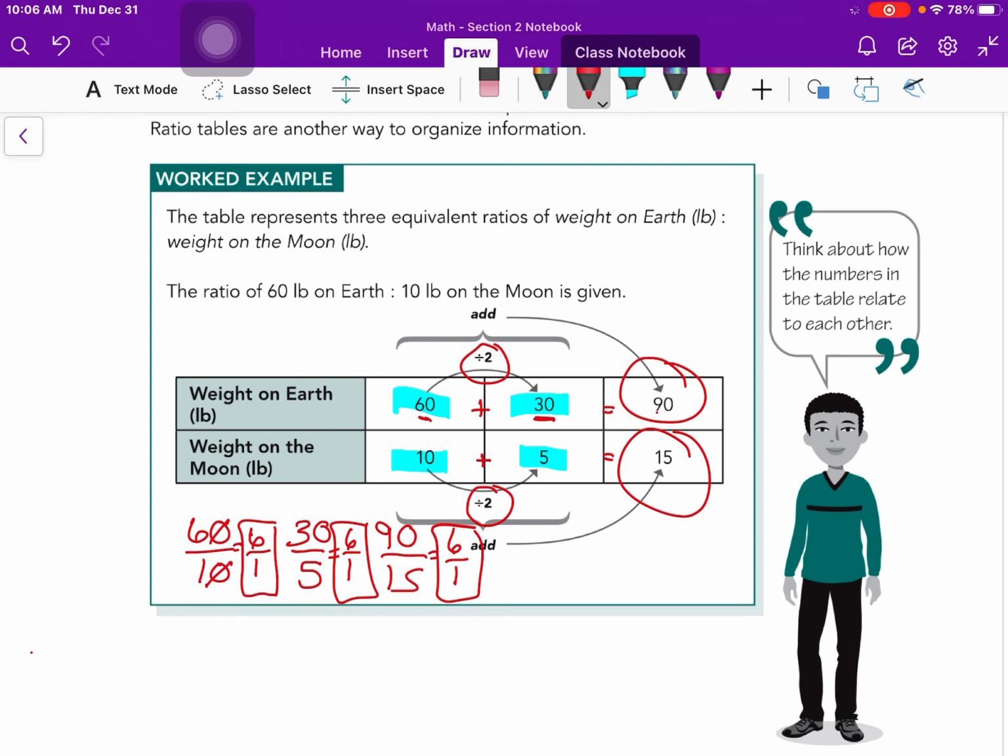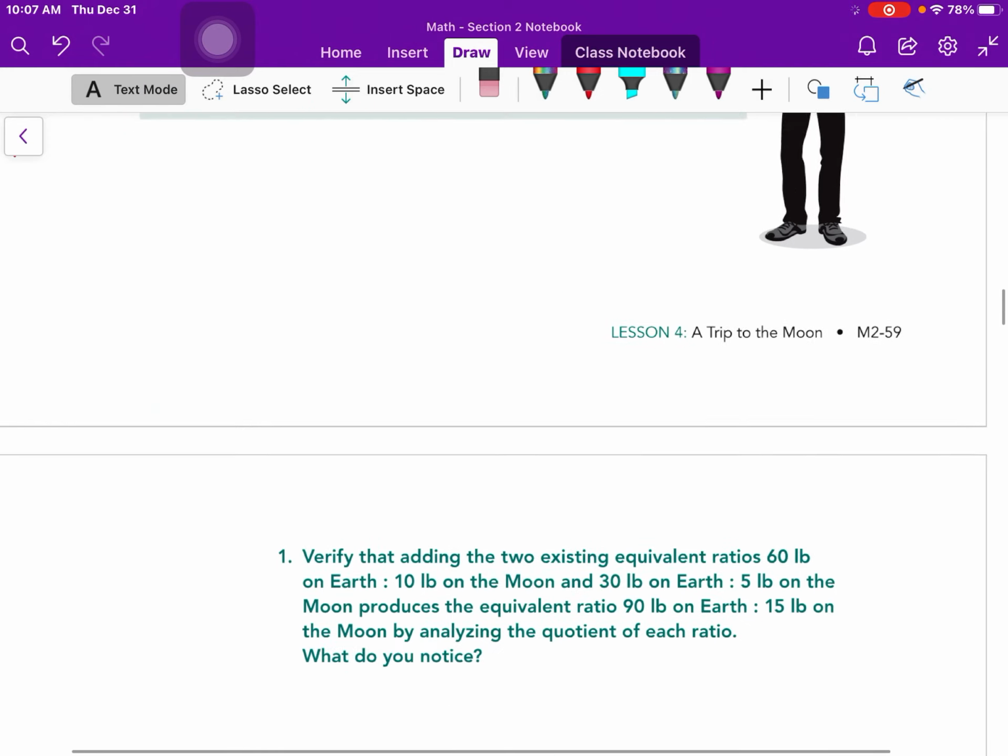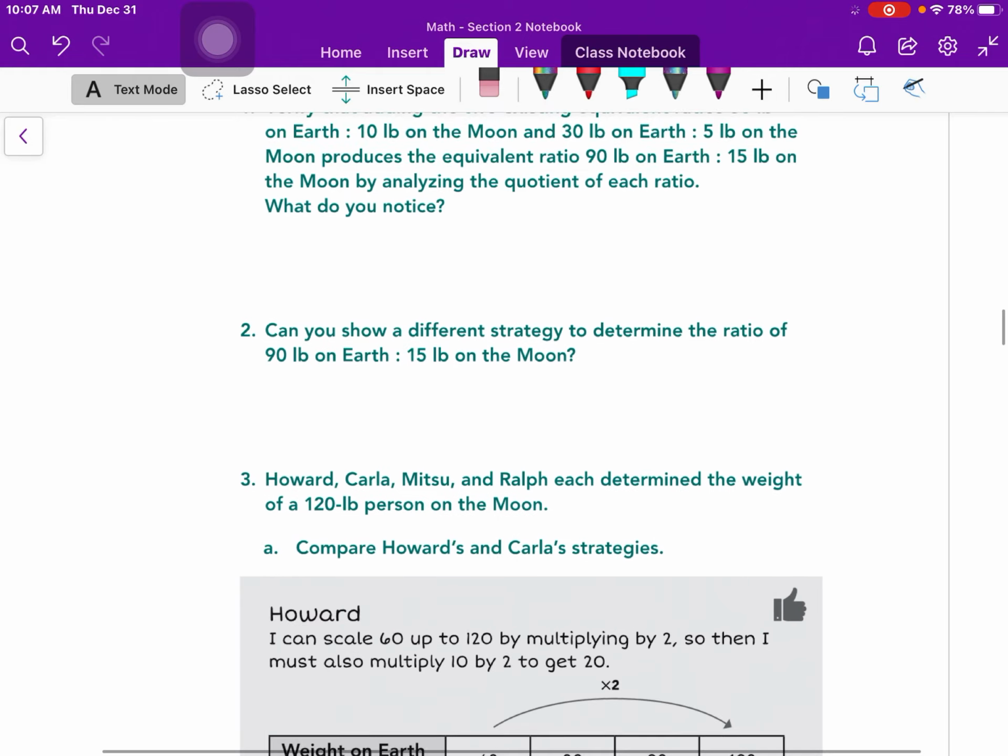As long as that's happening, we know we're getting the correct information in the table. Another way to figure out what 90 and 15 were, we just added these numbers, but a different way we could have done it. We could have taken this 30 here, and we could have said 30 times 3 gives me 90, and 5 times 3 gives me 15. So I could multiply to come up with it. I could add, although I'm not just adding, I'm adding the same amounts in the same way. Interesting. Okay, let's look at some more.